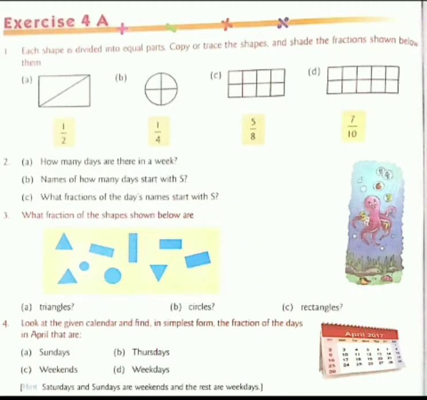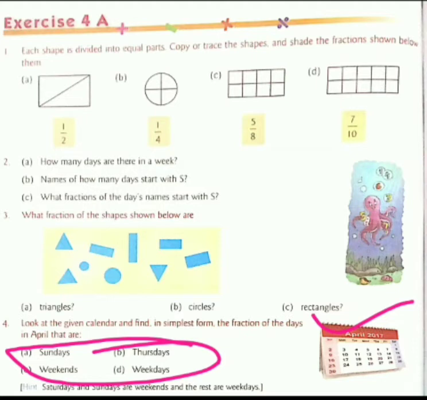Now, see question number 4. Look at the given calendar and find, in simplest form, the fractions of the days in April that are... Here the calendar is given. Students, just have a look at it. And what is given? You have to write the fractions of all these: Sundays, Thursdays, weekends and weekdays. Okay? So you have to see the calendar carefully. Out of that you have to write the fraction. Then after, the simplest form you have to write.